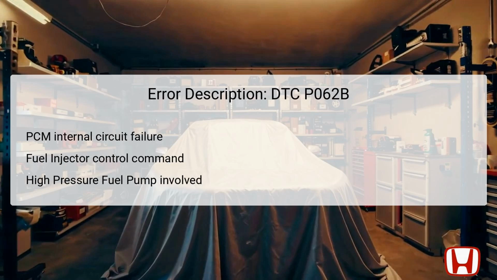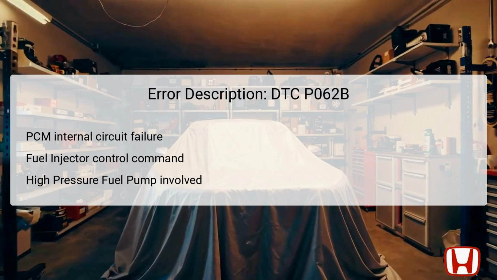The DTC P062B signifies a failure in the internal circuit of the Powertrain Control Module, also known as the PCM. This module is responsible for sending commands that control the fuel injectors, which in turn supply fuel to the engine. The fuel pressure is modulated by the high-pressure fuel pump, which receives instructions from the PCM.